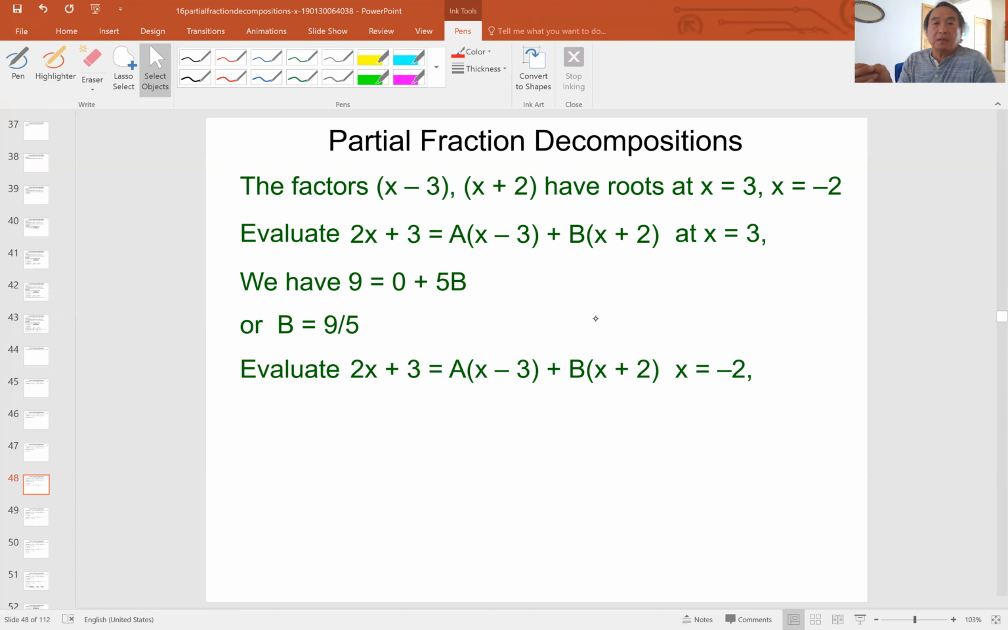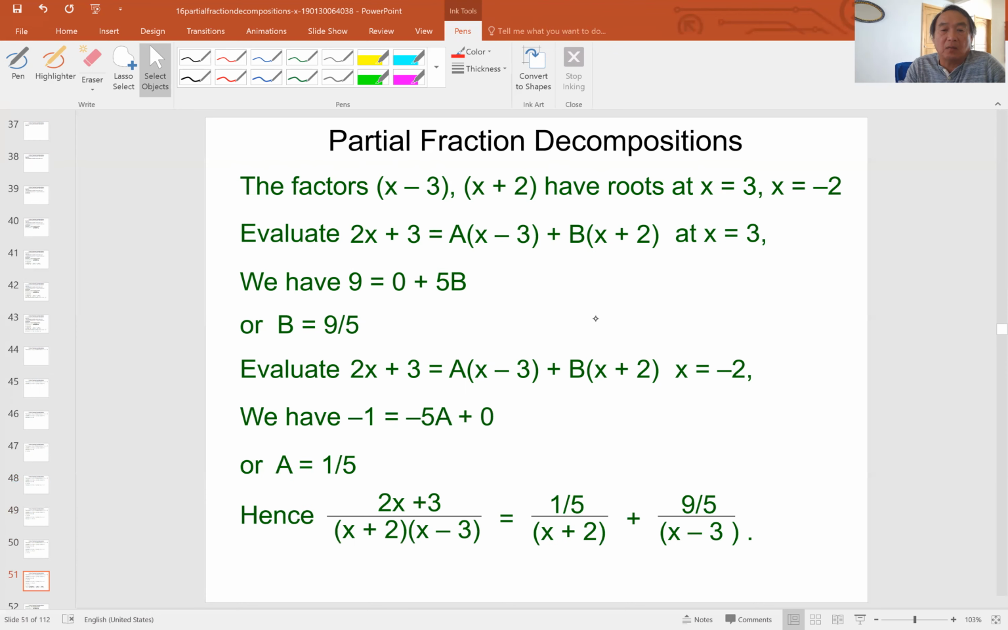You plug in something, and the formula is supposed to give you the same thing on both sides. You plug in numbers that are easy to calculate. You don't have to plug in 3, it's just that 3 is easier. The other number that is easy to plug in is minus 2. Then you get A is 1/5. And voila. Basically this is what we're going to do for all the partial fraction decompositions. That is the first step we do.